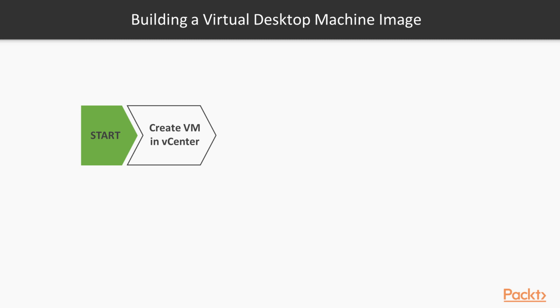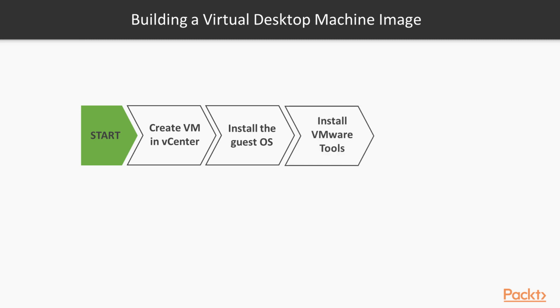During this process we're also going to configure the virtual hardware and also make some configuration changes to the virtual machine BIOS. Next we're going to install the Windows desktop operating system. In this example it's going to be Windows 10. Once the desktop operating system has been installed, the next step is to install VMware tools, just the same as you would do for any other virtual machine. Next we're going to optimize the image for VDI.